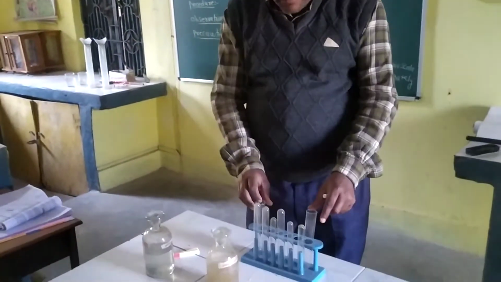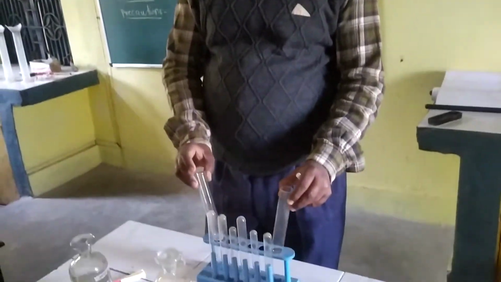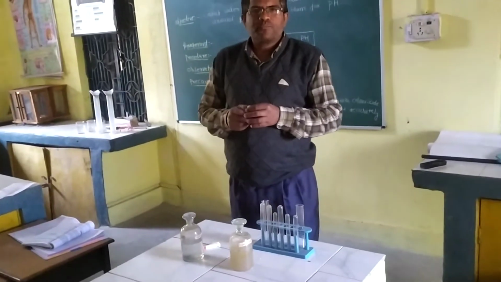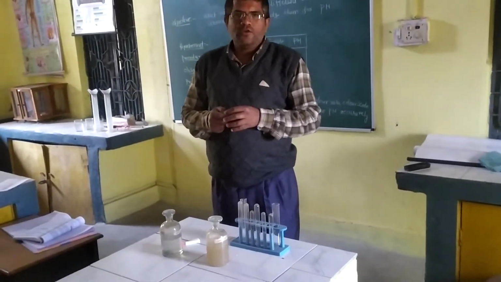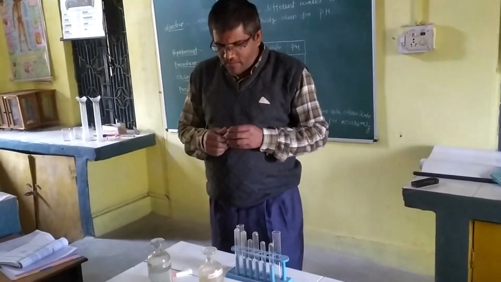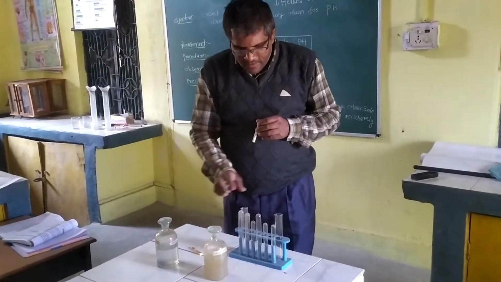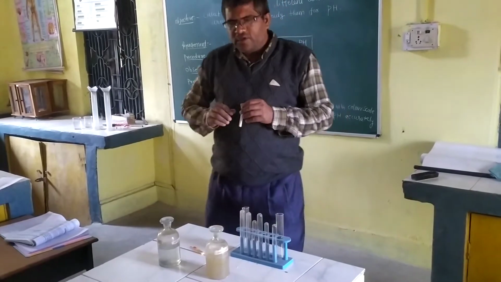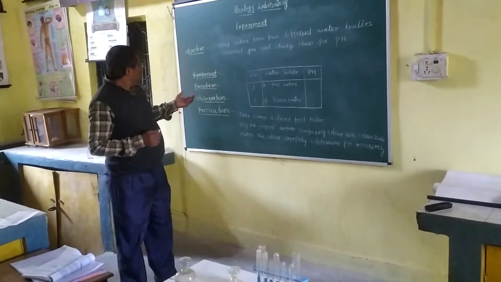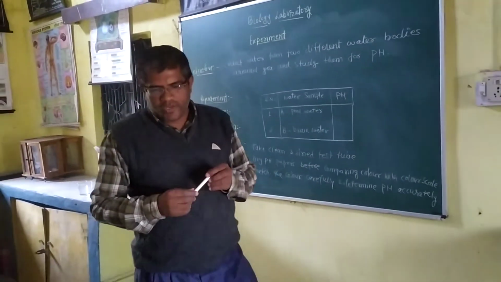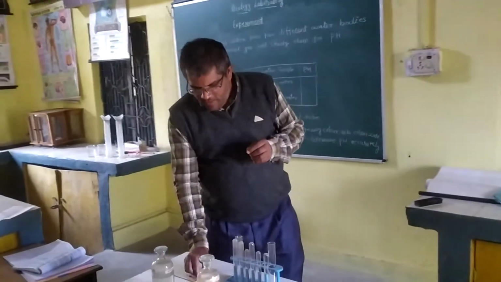Then we require some test tubes. So we have the test tubes now. The basic requirements to know the pH of the collected water are water sample, pH paper and test tube. Now after the requirements, the procedure. What to do, how to do this experiment. It is a very simple experiment.